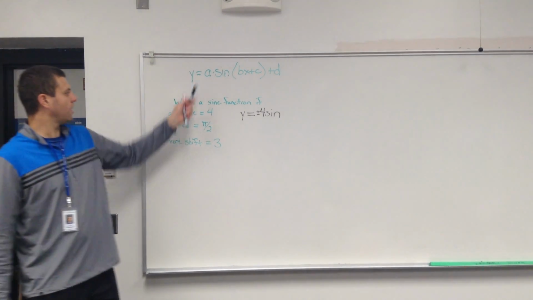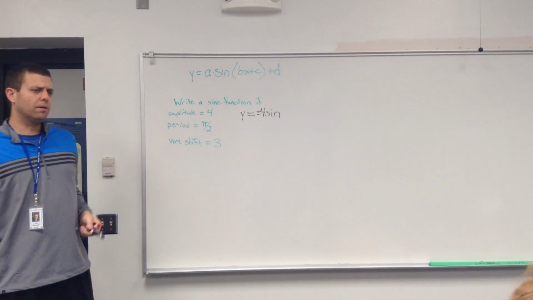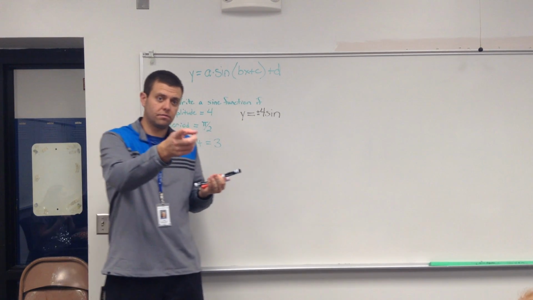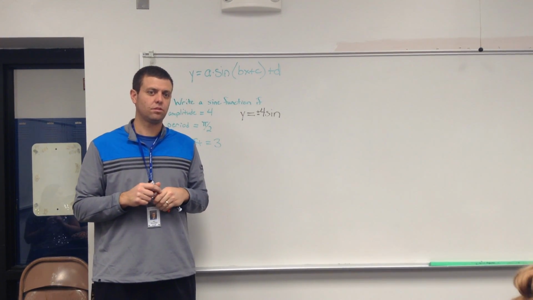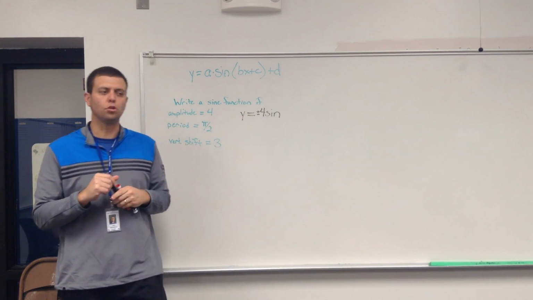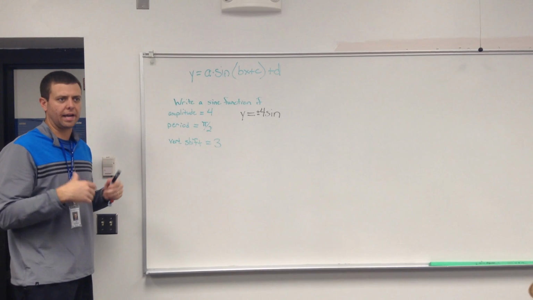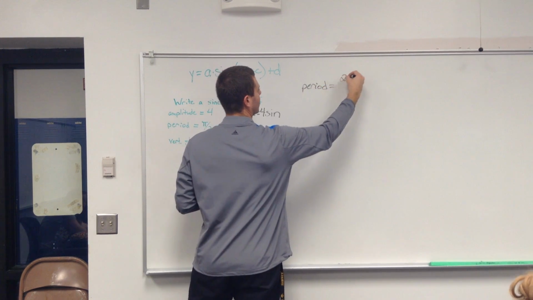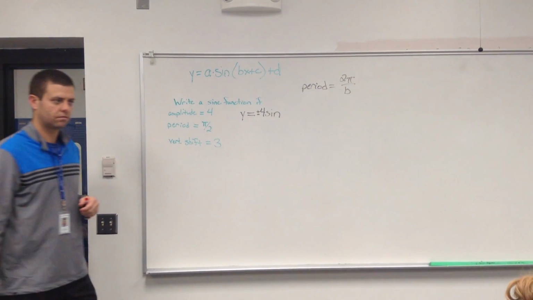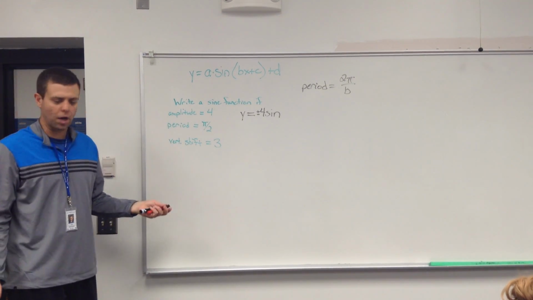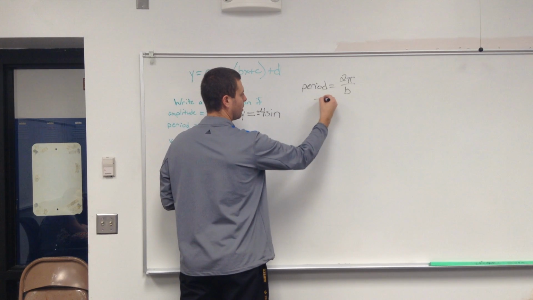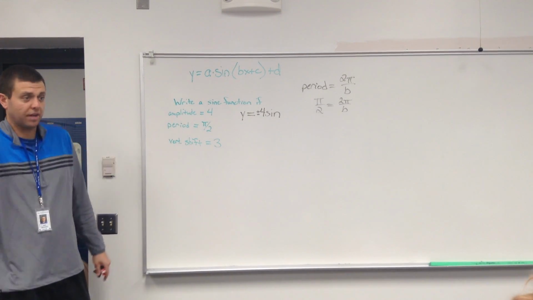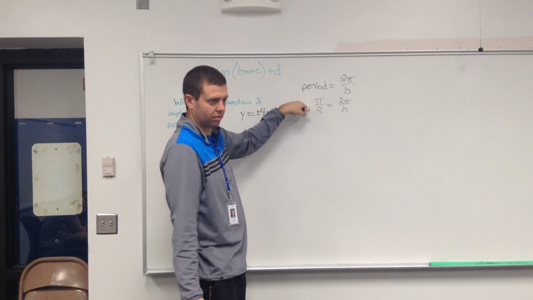So, I know my a value has to be 4 or negative 4. It says the period has to equal pi over 2. Well, how do you normally find the period of a sine curve? 2 pi over b. That's how you normally find the period, right? So we know the period is equal to 2 pi over b, correct? But now we know that the period is pi over 2, so can't I replace the period with pi over 2? Then I know my answer. Solve for b.